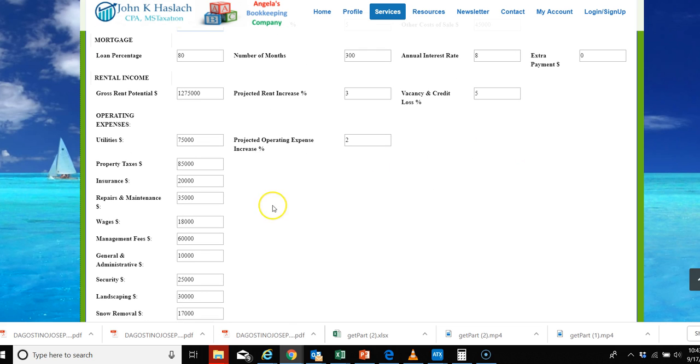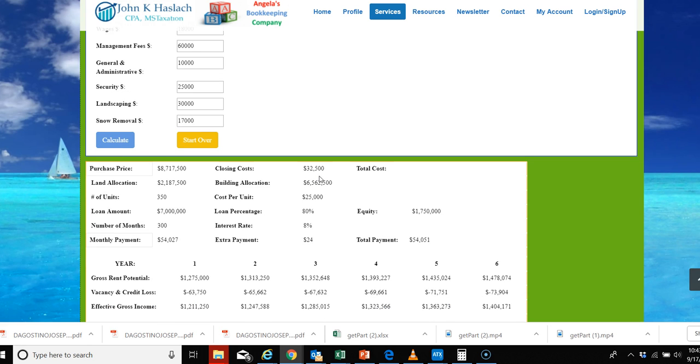Based upon our due diligence, we think our gross rent potential will be $1.275 million, and that we're going to be able to raise the rent by 3% per year. Vacancy and credit loss will be about 5% per year. Now, these are our operating expenses: utilities, property taxes, insurance. We expect operating expenses to increase by about 2% per year.